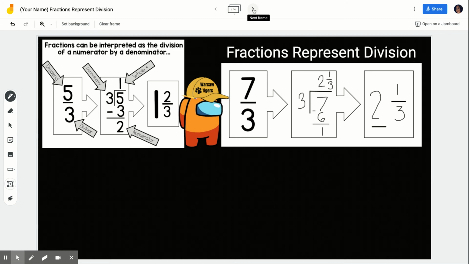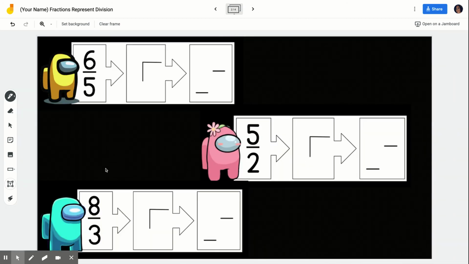Okay, let's take a look at the next few problems. We're doing these exactly the same. Like I said, you're used to doing these when you are converting improper fractions to mixed numbers, when we're adding, subtracting, and multiplying. Now the skill has a brand new purpose here. It just looks a little bit different.